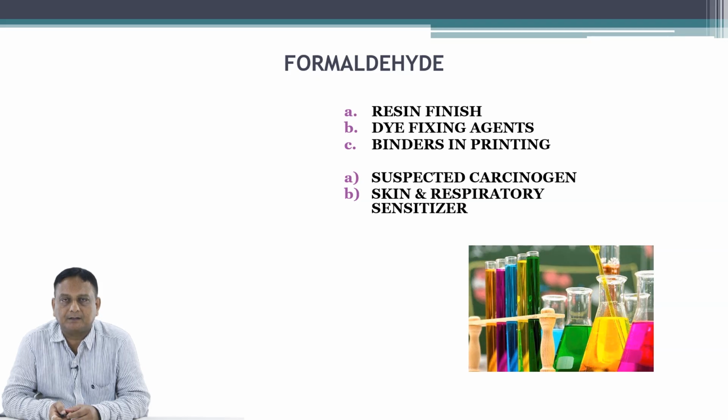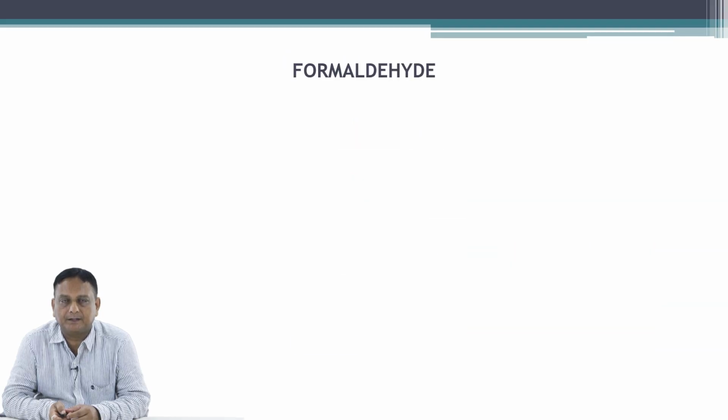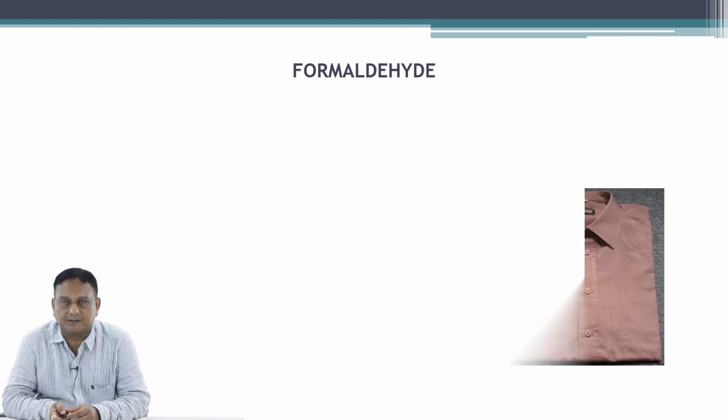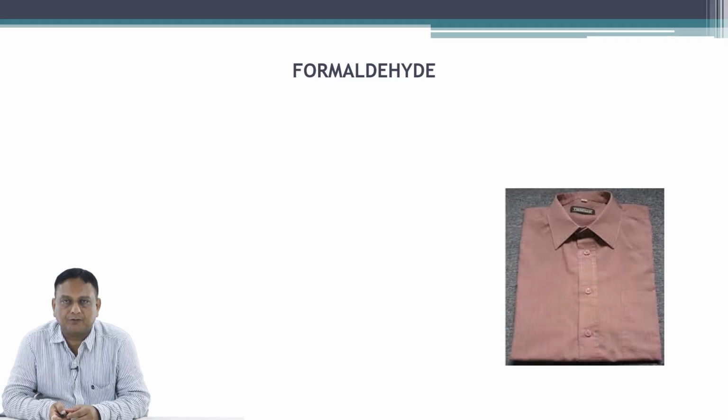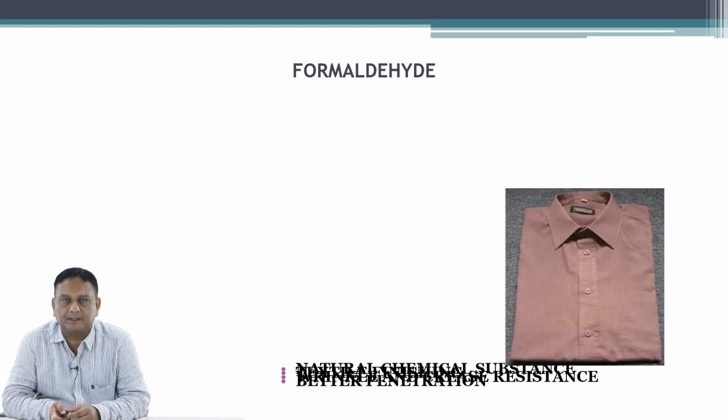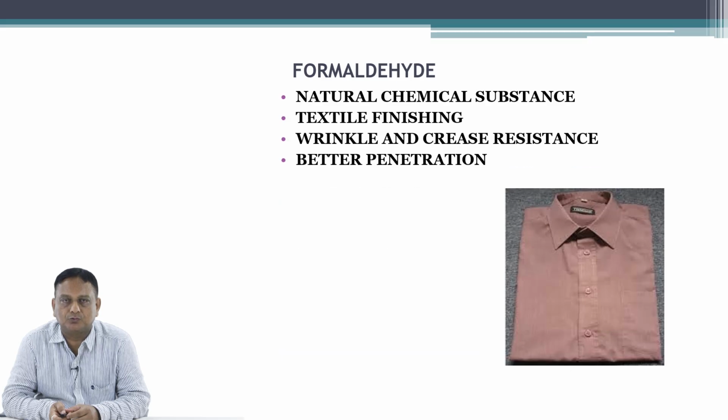This is a suspected carcinogen, again can cause cancer, skin and respiratory sensitizer. So formaldehyde is having its own disadvantages. But we cannot avoid formaldehyde because a lot of finishing agents are there where formaldehyde is getting used. And textile finishing is always dependent upon the formaldehyde. Okay, wrinkle and crease resistant garment can be produced out of it. So we have to be very careful while selecting the dyes, chemicals or finishing agents.